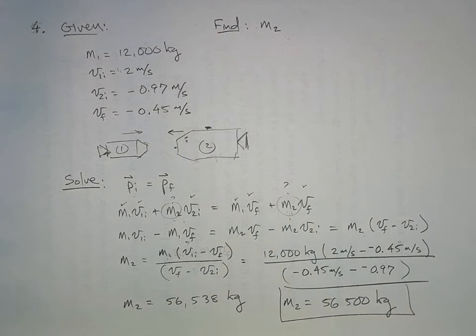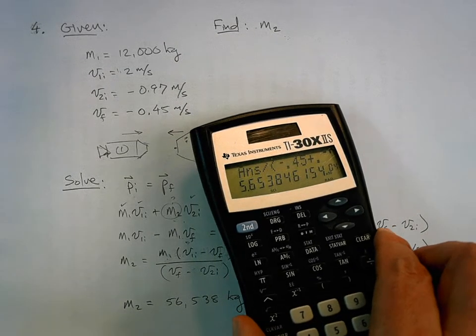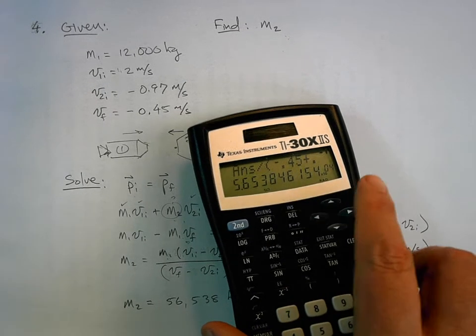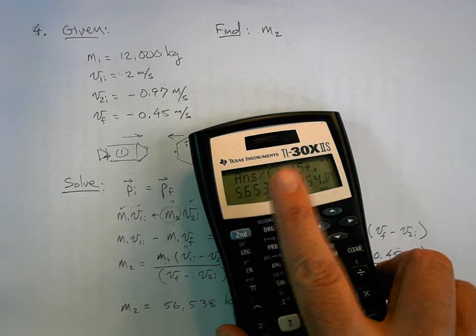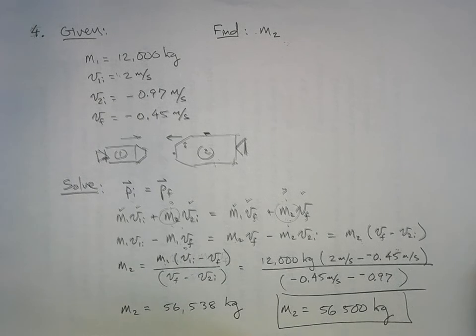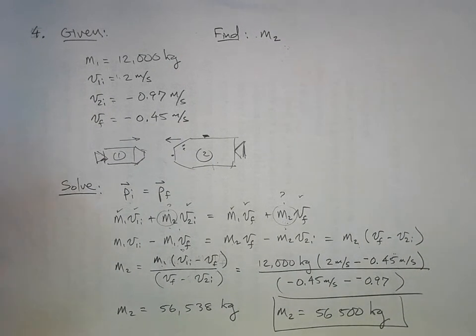Now, one of the things you can do, and I almost did it when I was typing it into my calculator here. Let's see if I can turn this so you can see it. I took the answer from multiplying 12,000 times 2.45, and at first I forgot to put that parentheses in there. So when you do that subtraction on the bottom, if you don't do the parentheses, you're going to get the wrong answer. Because in order of operations, it'll divide that answer from the top by negative 0.45, and then it will add 0.97 to it. And that might be where some of you got the wrong answer if you did it wrong. But anyway, this all comes from this.